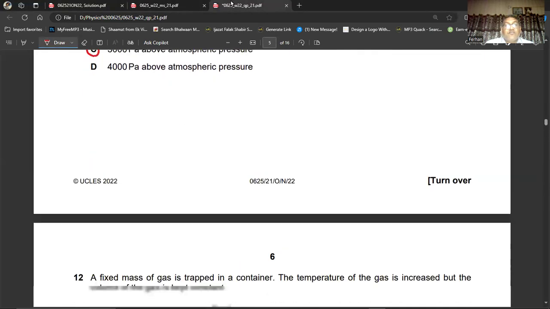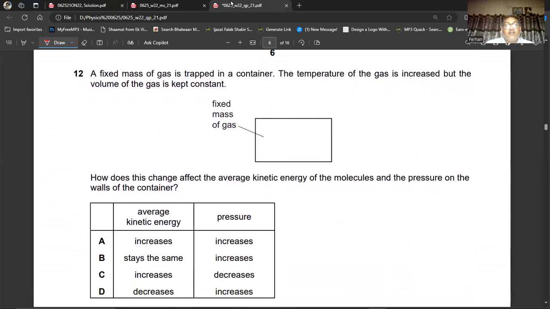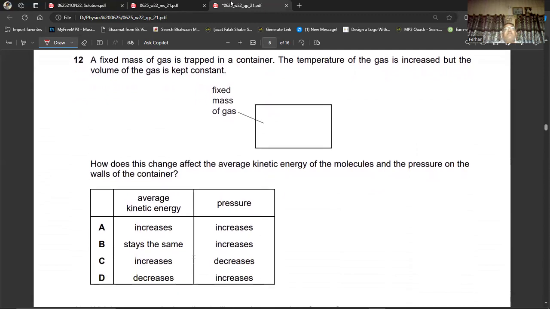Okay, so we are going to the next part, and that is question number 12. He says a fixed mass of a gas is trapped in a container. So the mass of the gas is not changing. The temperature of the gas is increased, but the volume of the gas is kept constant. This is very important wording. The volume is constant. So when the volume is constant, the pressure is directly proportional to the temperature. If the temperature of the gas is more, the pressure of the gas will increase. If the temperature is low, the pressure will also be low.